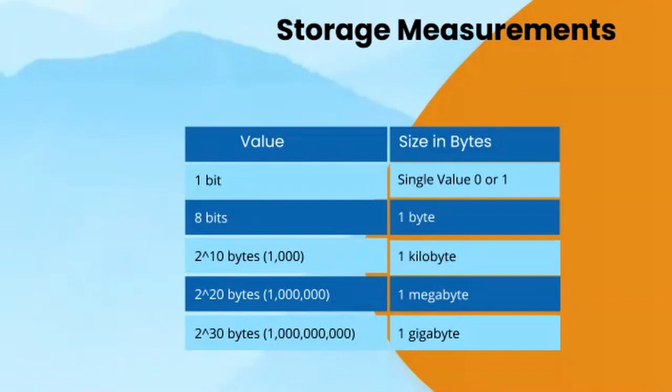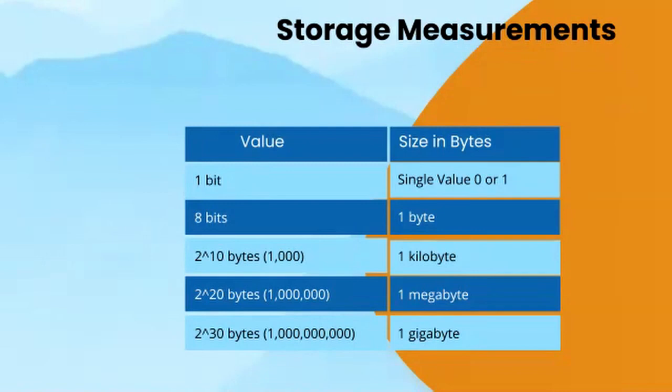You hear these things as you talk amongst your business professionals. A bit is a single value, which is a single 0 or a 1. We talked about that with binary. A single switch we can think of as a bit. Eight of these bits is called a byte. Then 1,000 of them, or 2 to the 10.